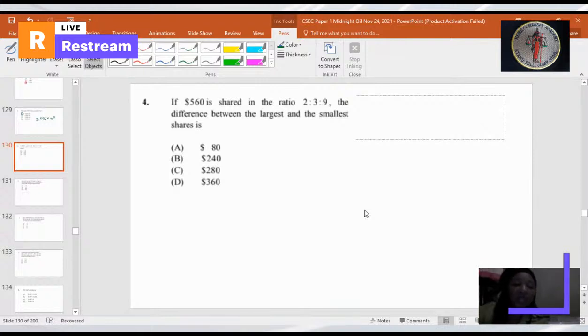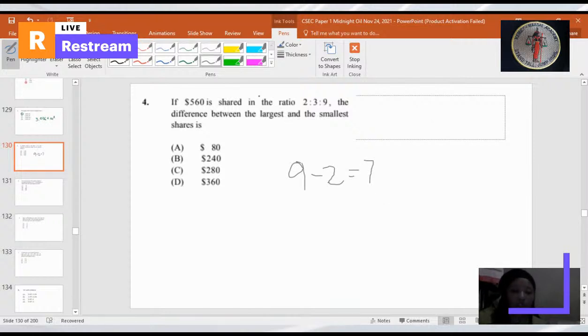Moving on, if $560 is shared in the ratio 2 to 3 to 9, what is the difference between the largest and the smallest share? In the ratio, the difference is 9 minus 2, which is 7. So that difference represents 7.